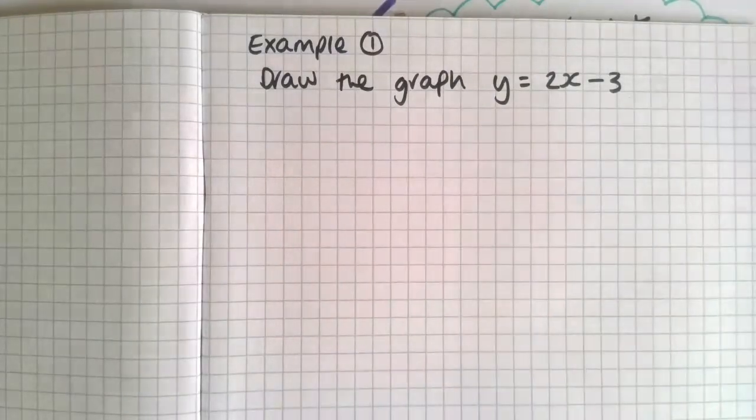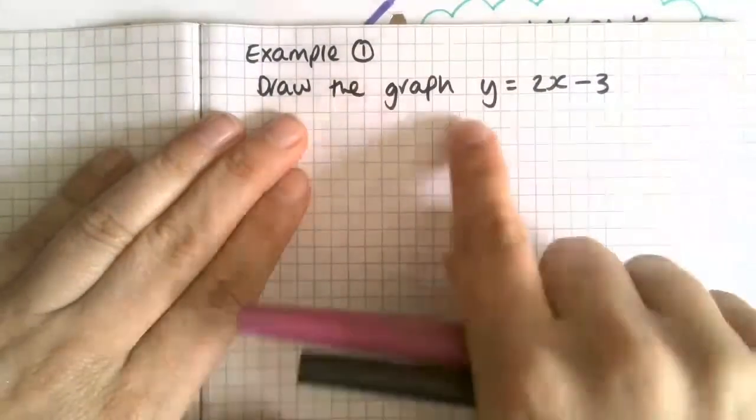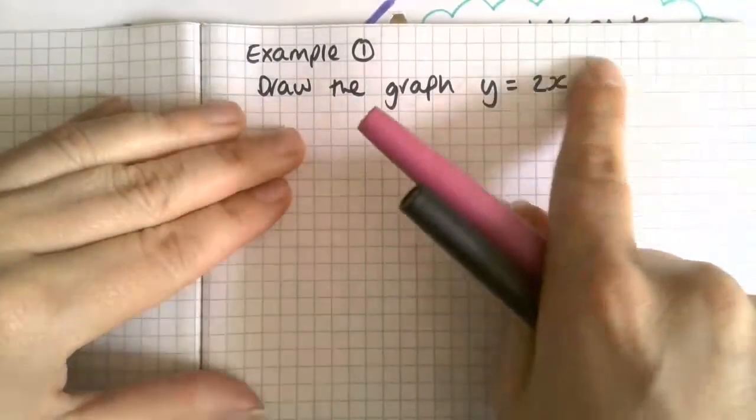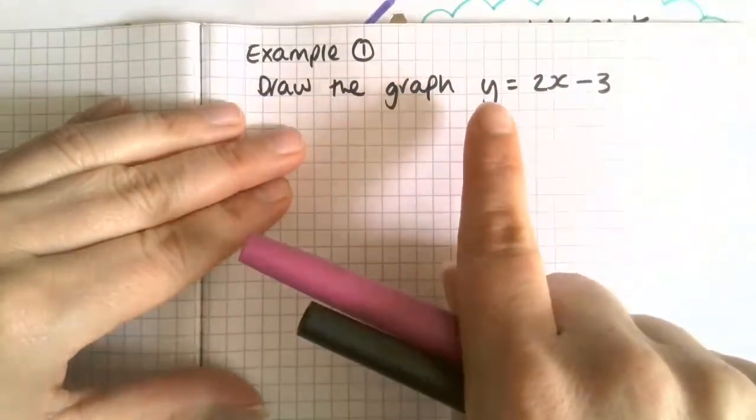Okay, so here's our first example. These might be in a slightly random order, but we'll see how we get on. So one thing you need to be able to do with a graph is to draw the graph. If you're given the equation of the line, then you need to be able to draw that graph.